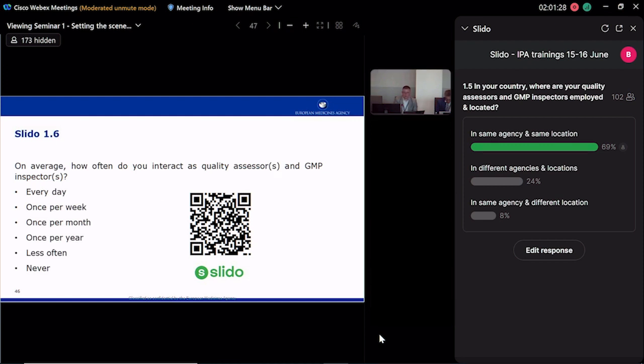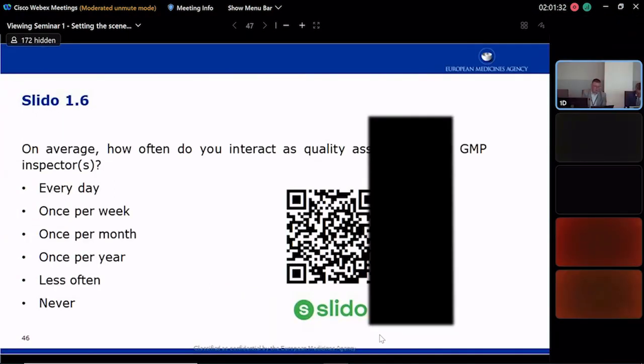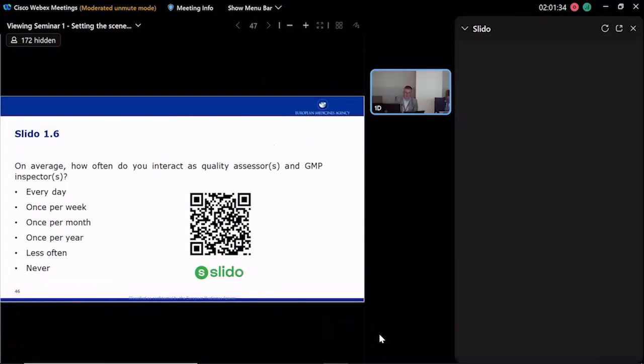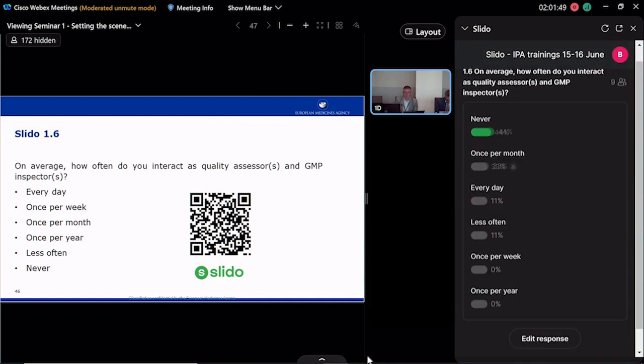On average, how often do you interact as quality assessors and inspectors? So if you're a quality assessor, how often do you talk to a GMP inspector? Every day? Once a week? Once per month? Once per year? Or maybe you've never spoken to a GMP inspector.